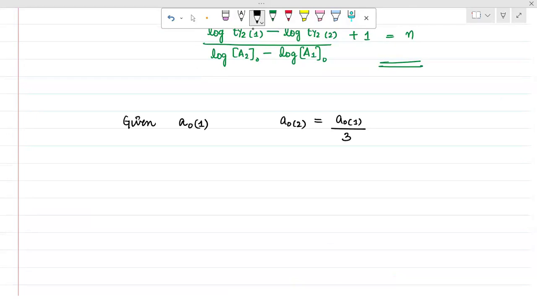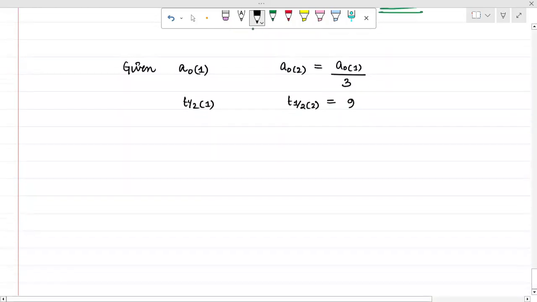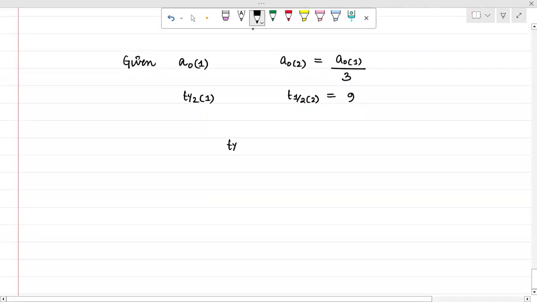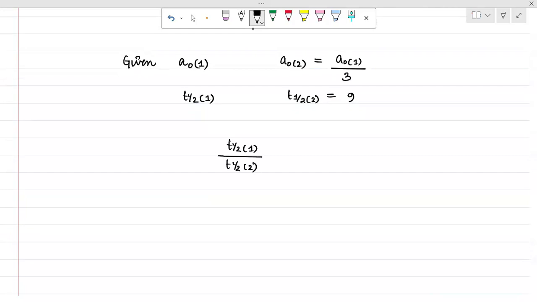And what do they say? Initially, T half was, let's say, 1. After changing the concentration, T half changed to 9 times. It increased. That's all. Now we have to put that equation. What is our equation? T half 1 divided by T half 2 is equal to the second initial concentration by the first initial concentration to the power n minus 1.